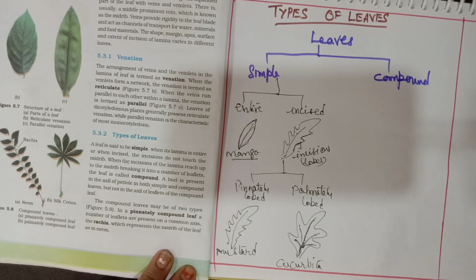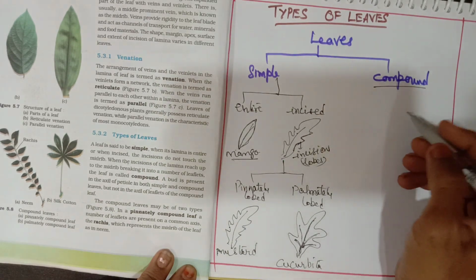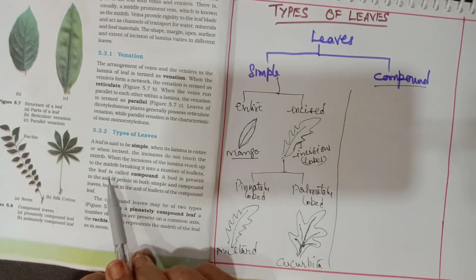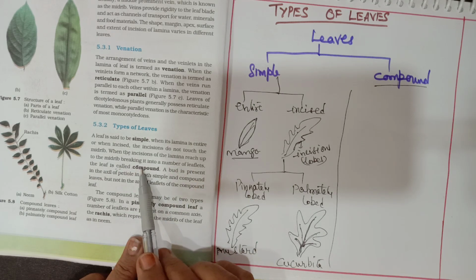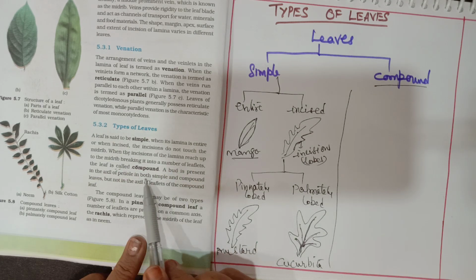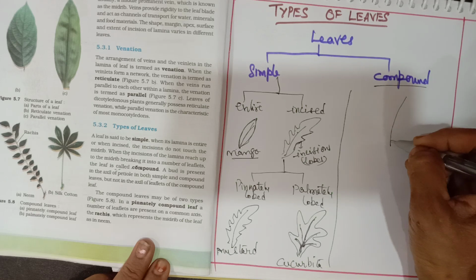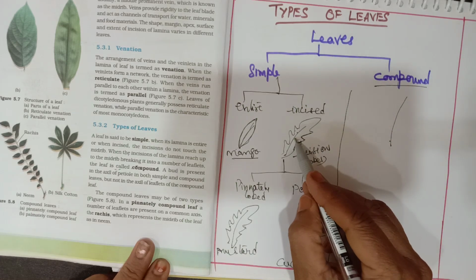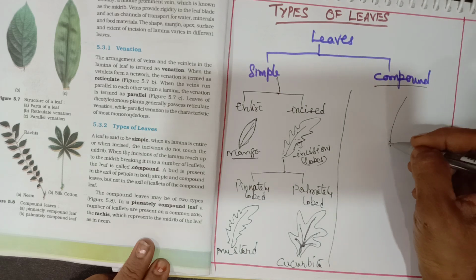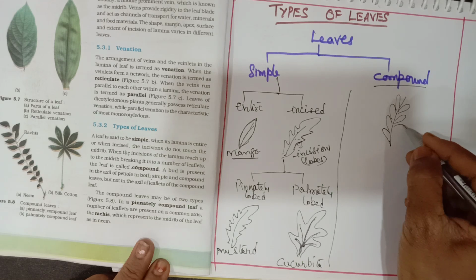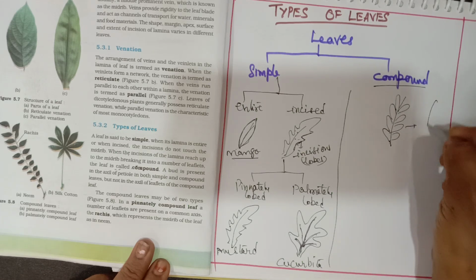What are compound leaves? Compound leaves are those where the incisions of the lamina, so we'll just read what is given here: when the incisions of the lamina reach up to the midrib, breaking it into a number of leaflets, that is called a compound leaf. So here this is the midrib, and these incisions, not stopping short of the midrib, reach up to the midrib and divide the lamina completely into small parts.